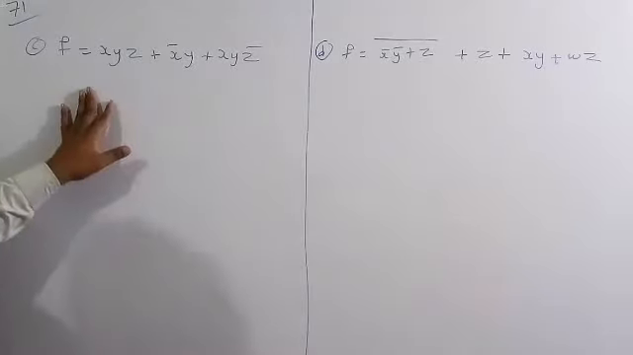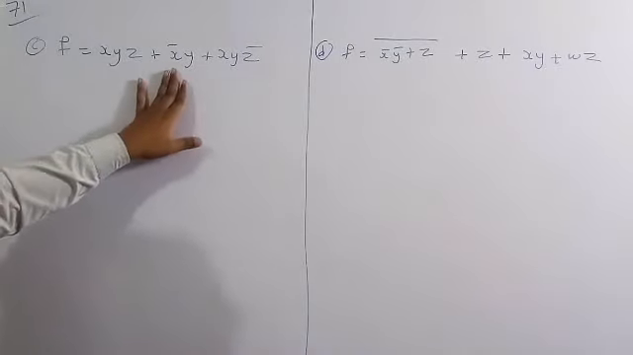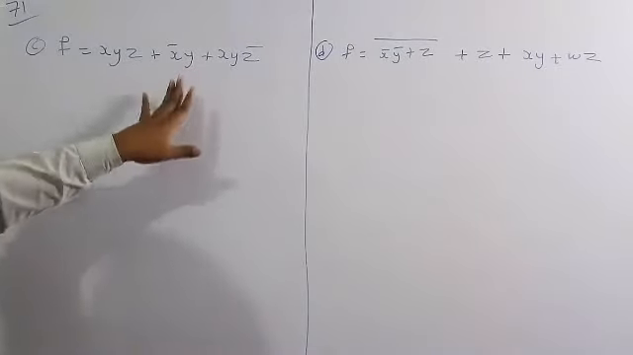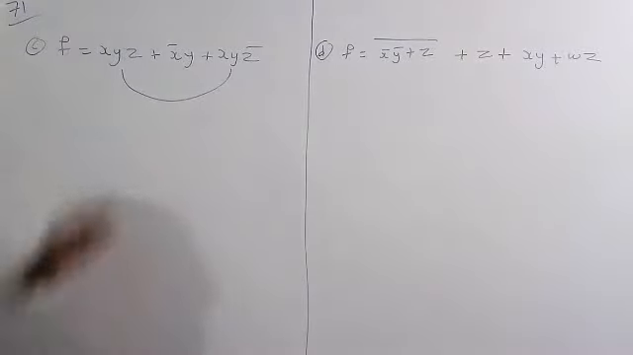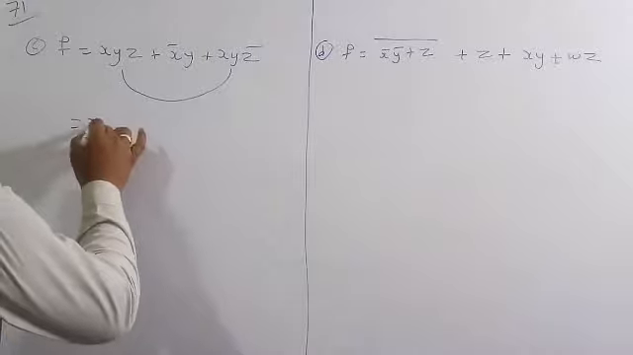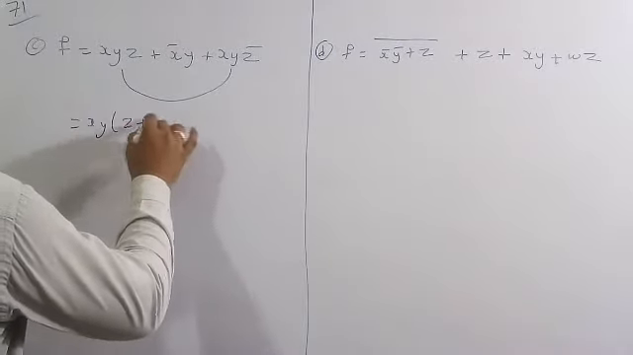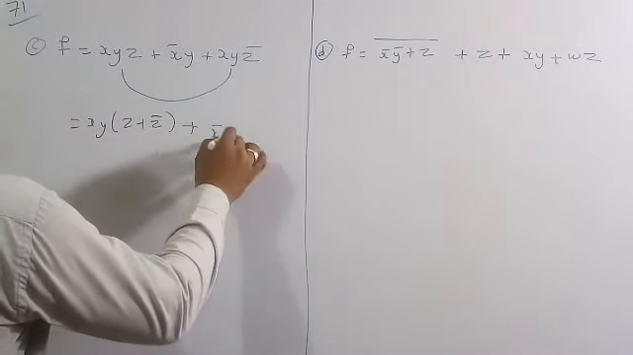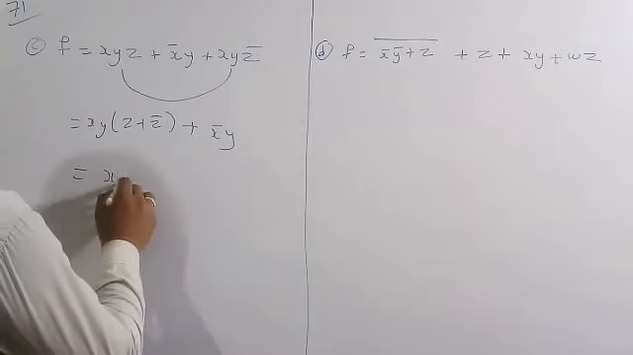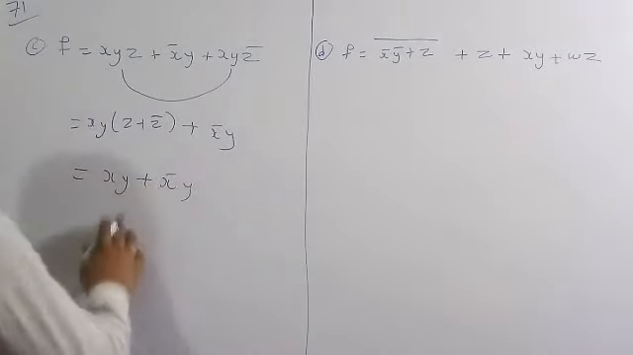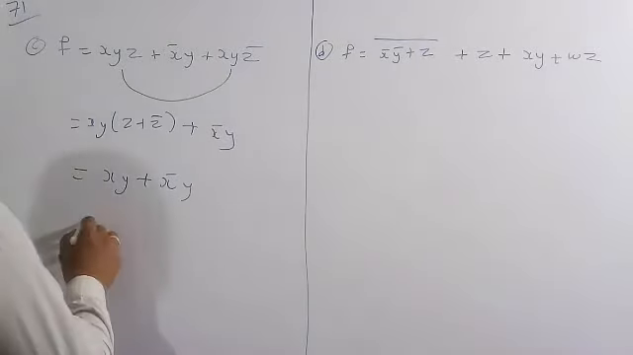Now see that f is equal to xyz plus x bar y plus xyz bar. Now I need to simplify this one. In these two terms, xy is common, so z plus z bar, and the other term is x bar y. z plus z bar is nothing but 1, so xy into 1 is equal to xy. Therefore xy plus x bar y. Again y is common between these two terms, so I will take y as common.